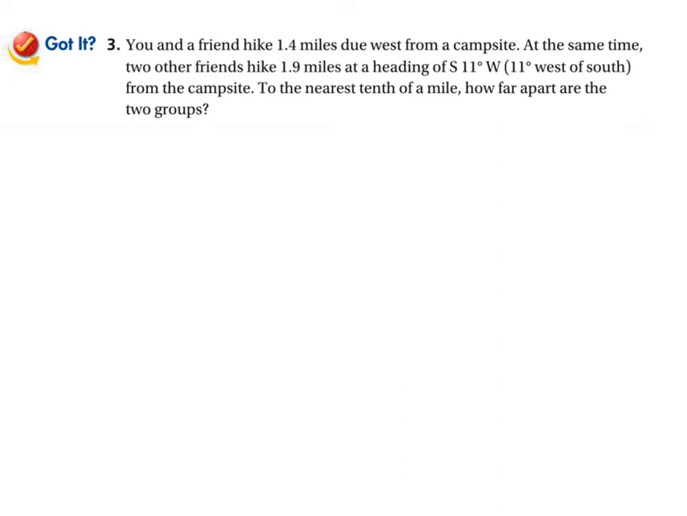Okay, you and a friend hike 1.4 miles due west from a campsite. At the same time, two other friends hike 1.9 miles at a heading of south 11 degrees west, meaning 11 degrees west of south, okay? The way that you would read that is you start by saying south, and then now you're going 11 degrees to the west from that bearing, from the campsite. To the nearest tenth of a mile, how far apart are the two groups?